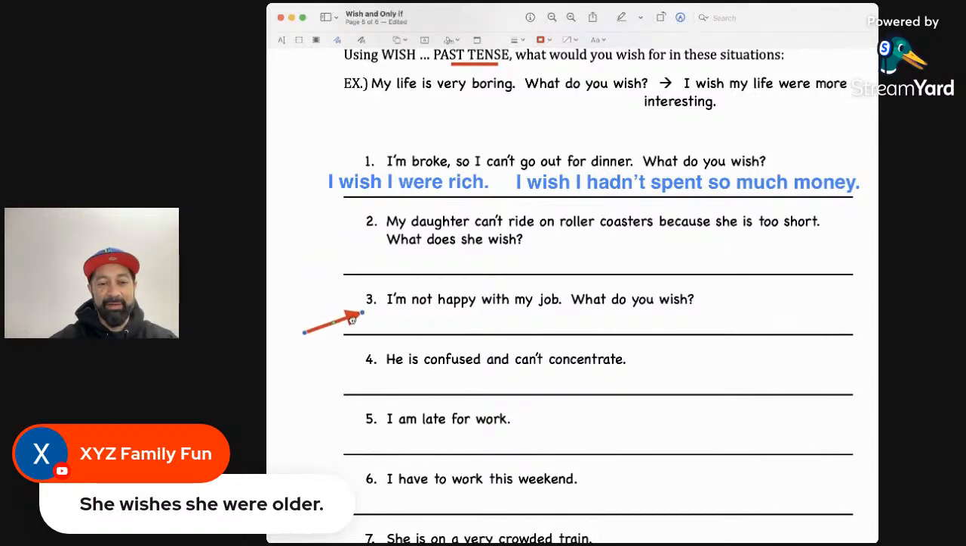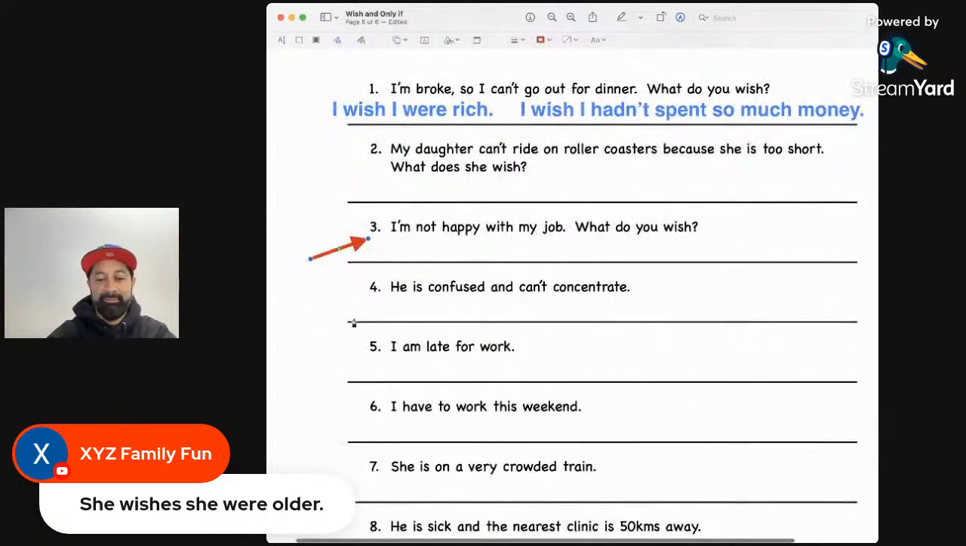Let's look at number 3. I'm not happy with my job. I'm not happy with my job. What do you wish? And make a sentence in this one. I wish. So I'm not happy with my job.